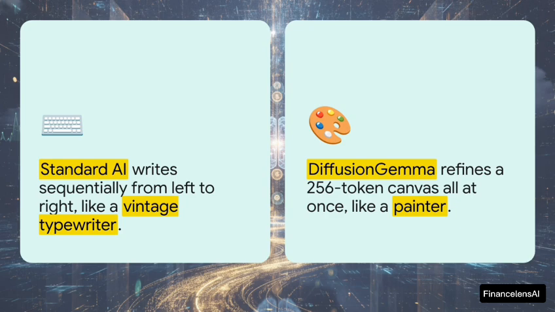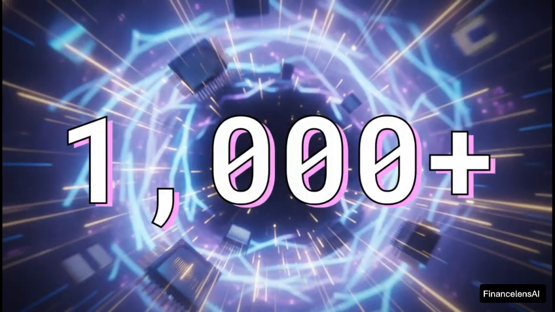But DiffusionGemma works entirely differently. It starts with a 256-token canvas of messy, noisy text and refines the whole block all at once. It's exactly like a master painter working on an entire canvas simultaneously. If the end of a sentence changes the meaning, it just adjusts the beginning on the fly. This brilliant structural shift literally breaks the AI speed limit.